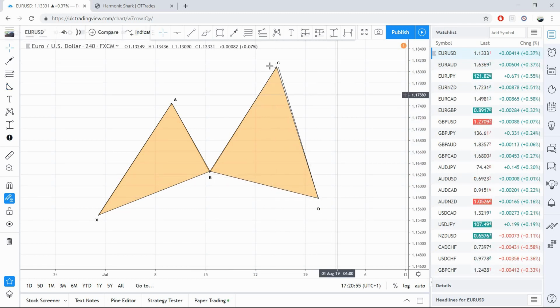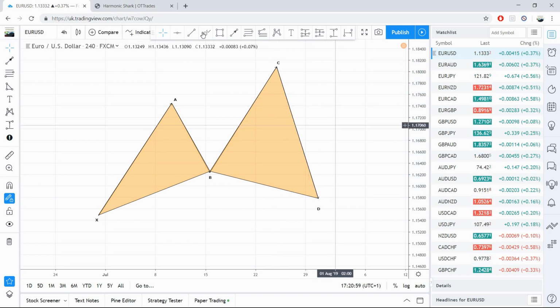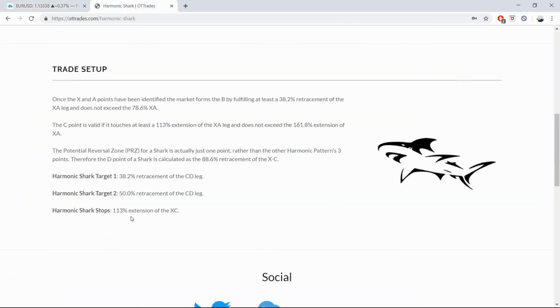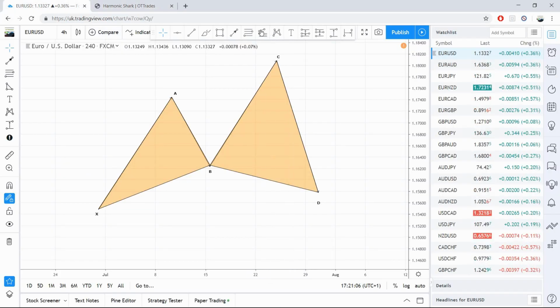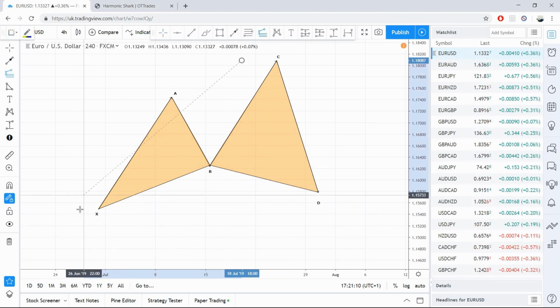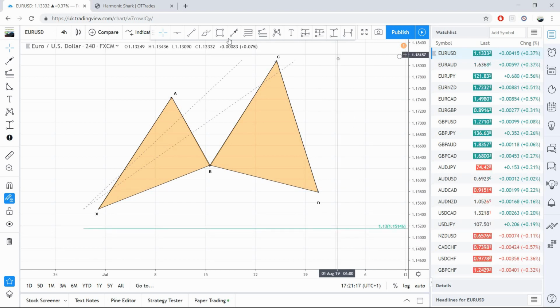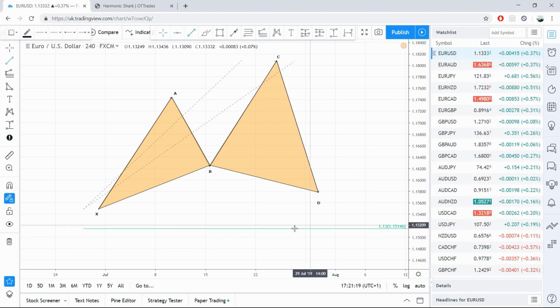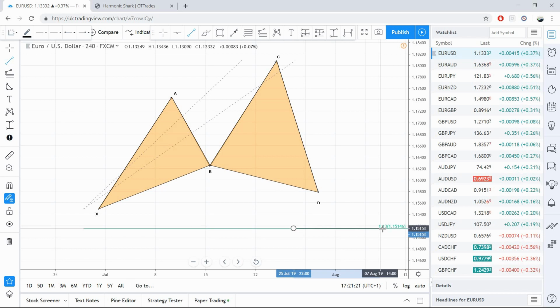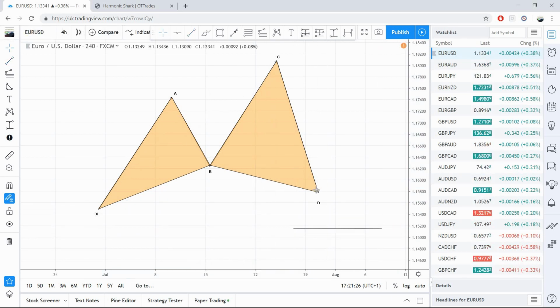So this is the shape we're looking for to confirm our harmonic shark pattern. Now in terms of managing the trade, the stop loss goes at the 113 extension of X to C. So we're going to go 113 extension of X to C here. So this is our stop loss level below X. That's our stop loss here. Just label that up.